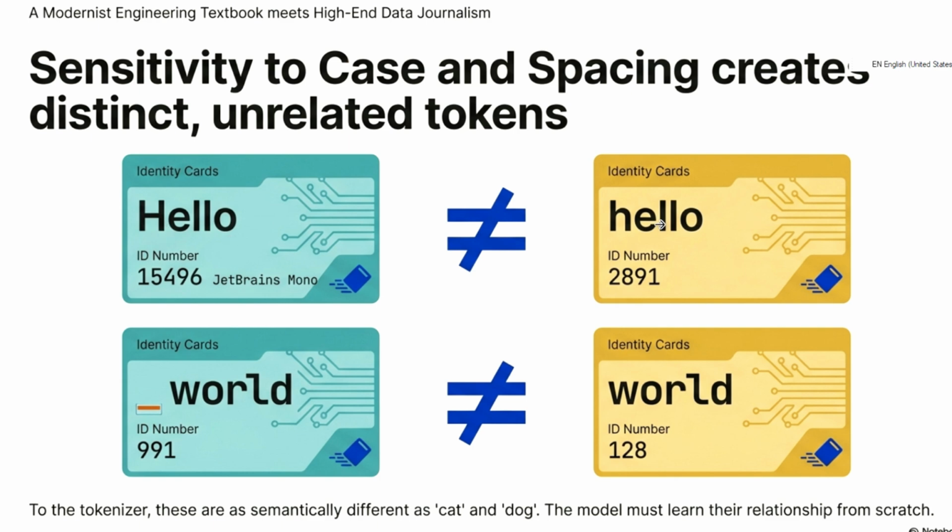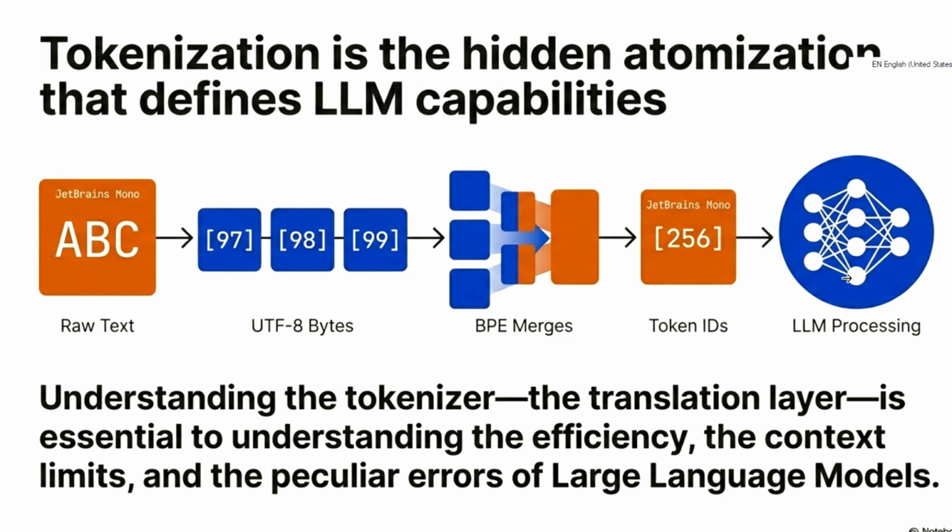Also, the word capital HELLO and the word small h ELLO. Capital H and small h hello are different for your tokenizer and for your LLM. That's why we should understand how these things work, because for a normal human being these are the same thing, but for an LLM it may be different. And this is how your LLMs are processed.